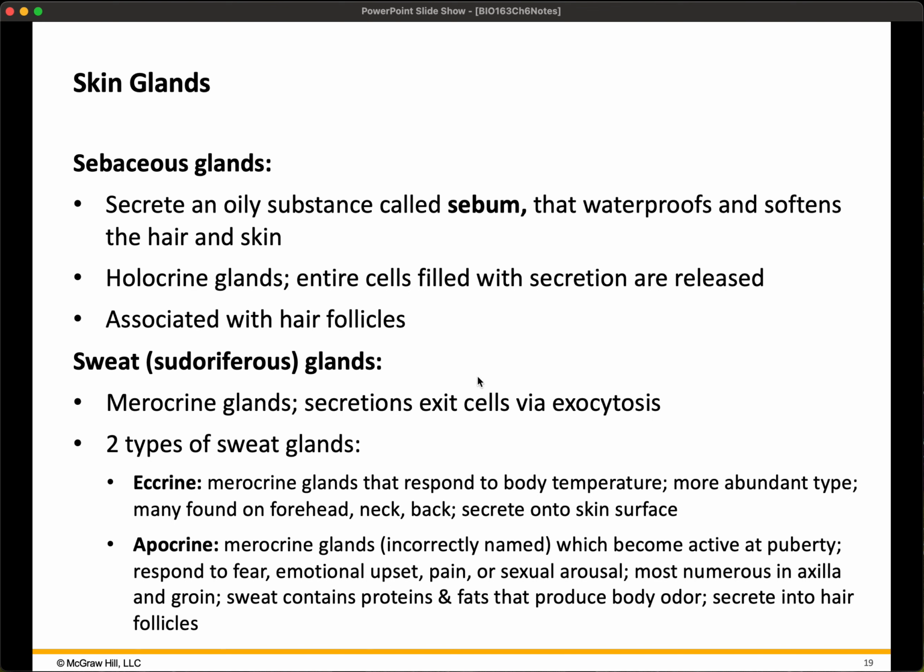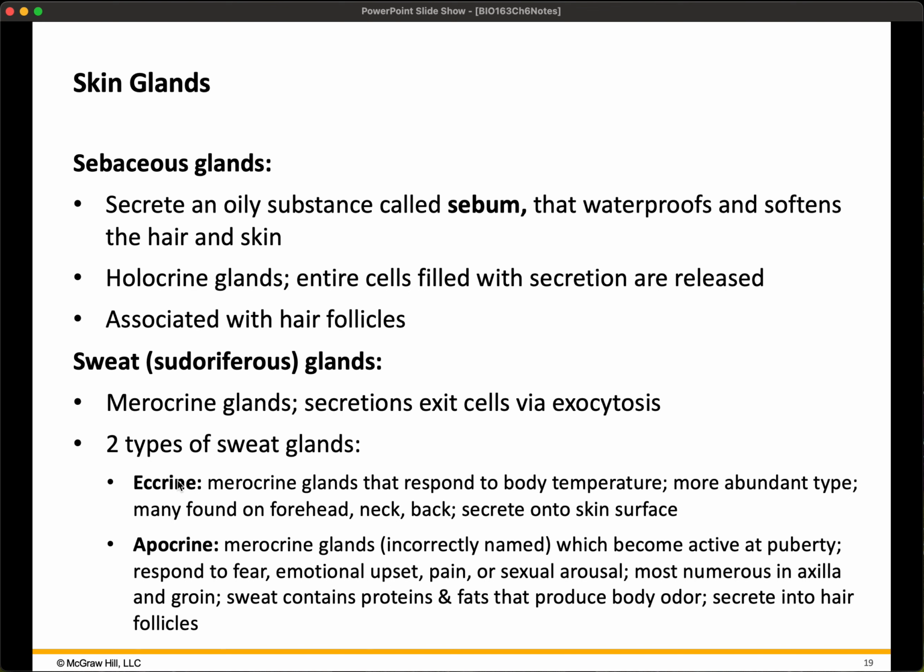So these release their secretions through exocytosis. They make their secretions, package them up, send it to their plasma membrane, and then it's released that way. So these cells aren't bursting once they fully mature. Two types of sweat glands, the eccrine and the apocrine. I think when we did lab, we just referred to merocrine and apocrine, so don't let that confuse you. You can still talk about your merocrine glands and your apocrine glands.